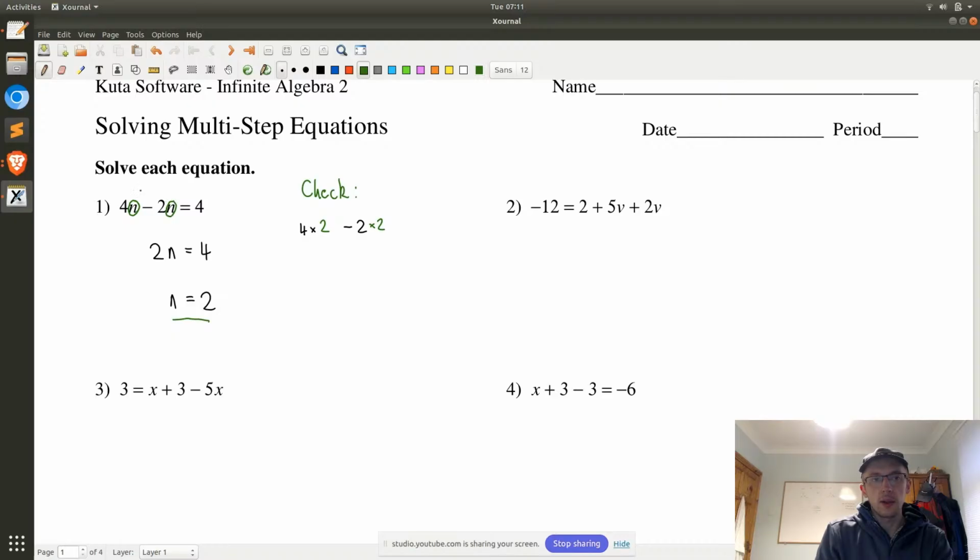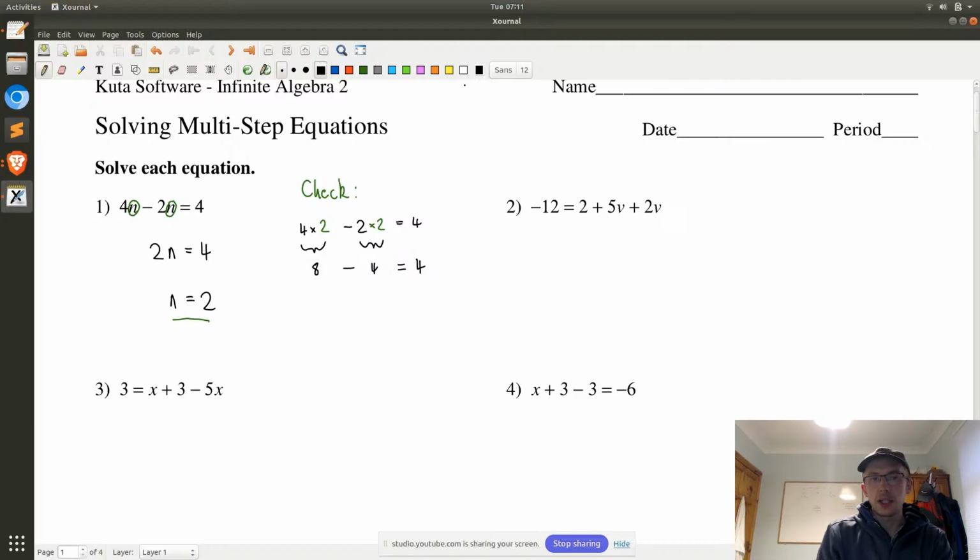And of course, we know that when we see 4n, that really means 4 times n. And their claim is that that should equal 4. Now, does it? Well, 4 times 2 is 8, and 2 times 2 is 4. And indeed, 8 take away 4 is 4. So that works.